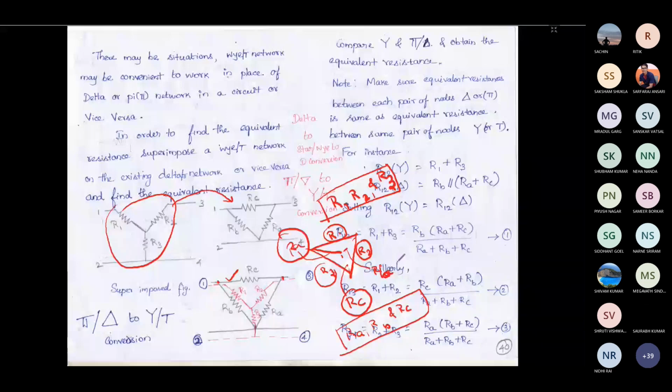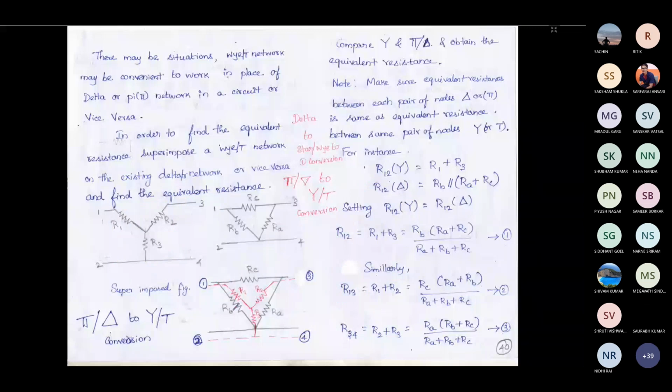That is one way. In another way, if the star connection is given, then you can obtain the delta connection using the reverse way. How we can find from star to delta and delta to star, that we are going to see now. Mainly, we are converting from one form to another, star to delta or delta to star, in order to find the equivalent resistance, and after that we have to find the current.